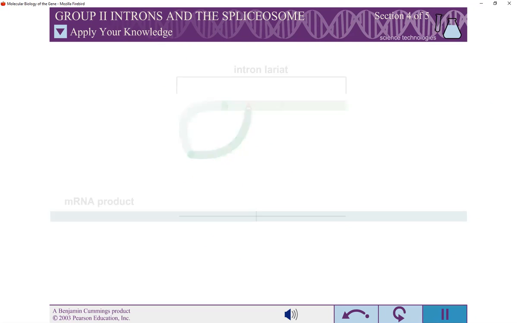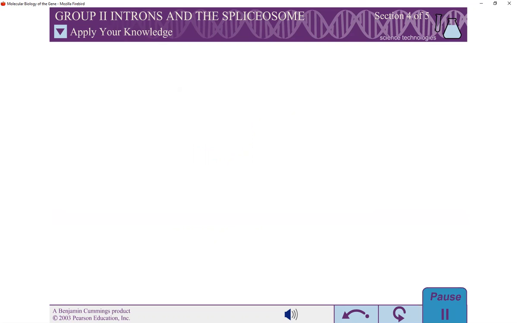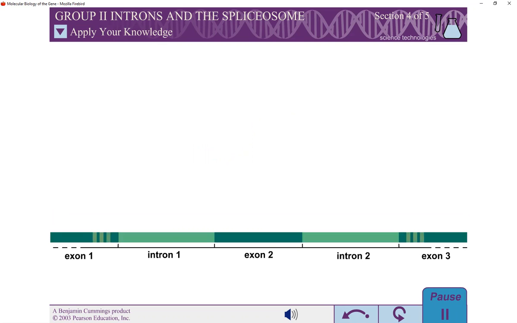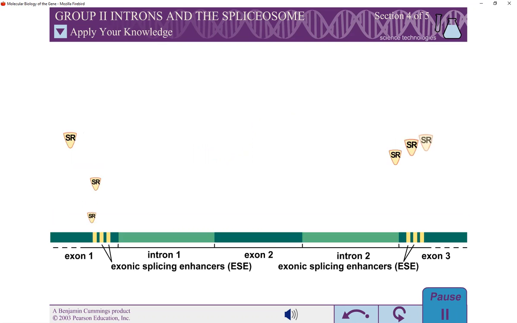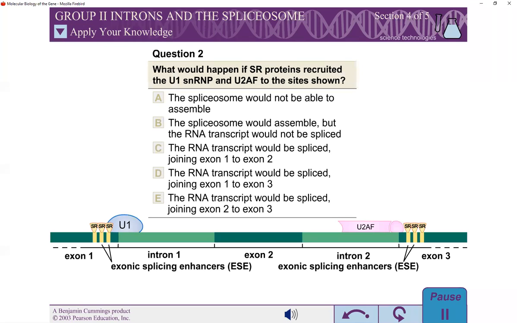Moving forward. Question 2. SR proteins bind to sequences called exonic splicing enhancers and recruit splicing components to the 5' and 3' splice sites. What would happen if SR proteins recruited the U1 snRNP and U2AF to the sites shown? Okay, so if this SR protein is going to upload the U1 and the U2AF at the sites shown, then the exon 2 is likely to be excised off.